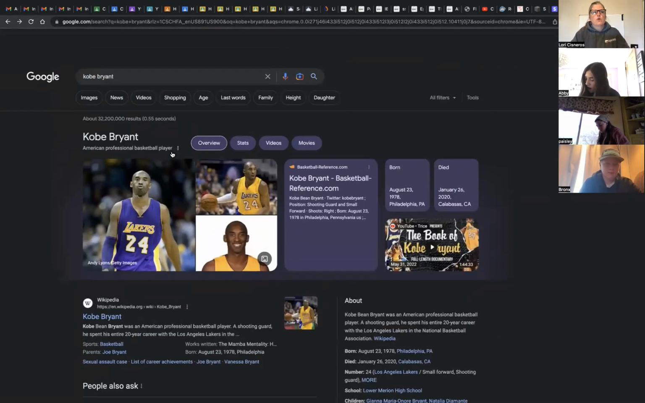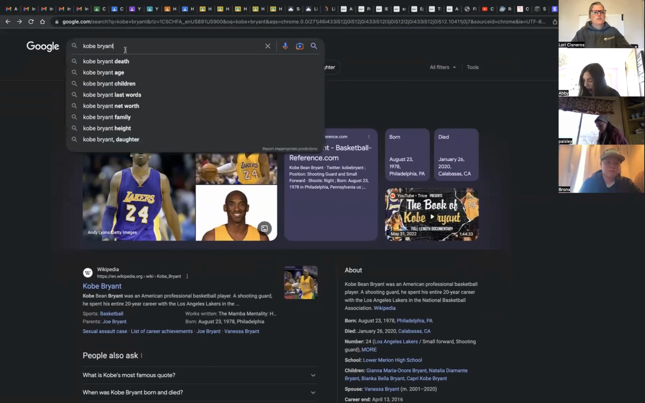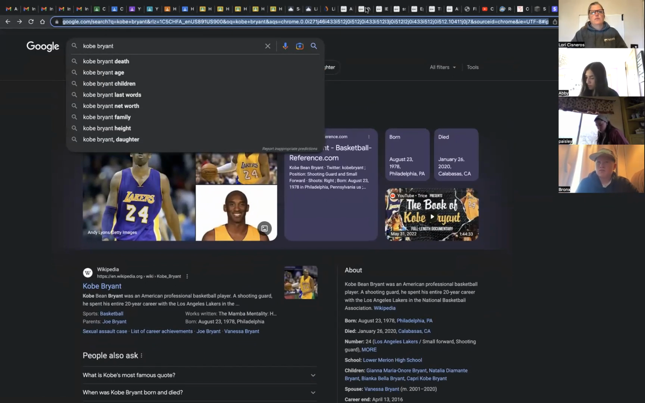So usually there's more to it than just that. So that's what I'm trying to figure out. Do you see up here in this bar that I just highlighted blue right here? It has like google.com/search?q=Kobe+Bryant. You see all that? And then a bunch of letters and numbers up here.